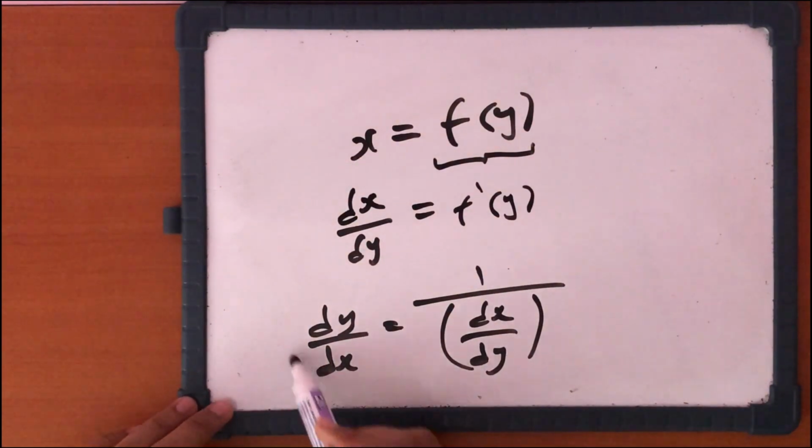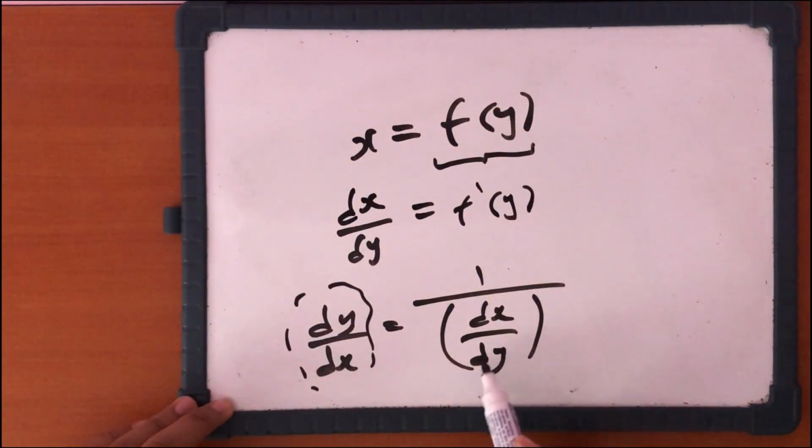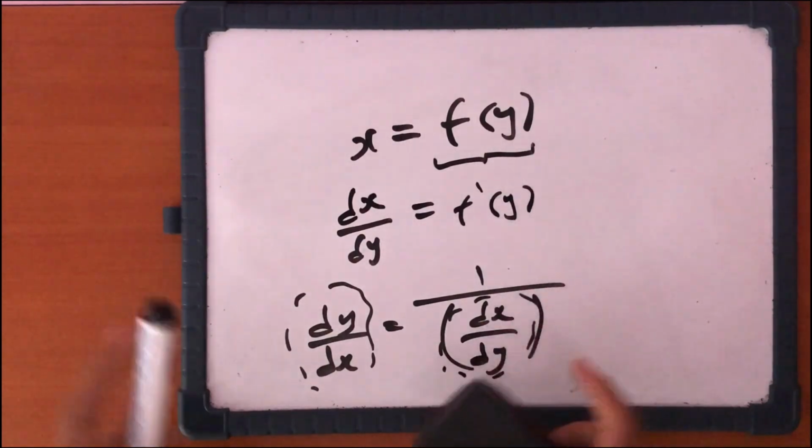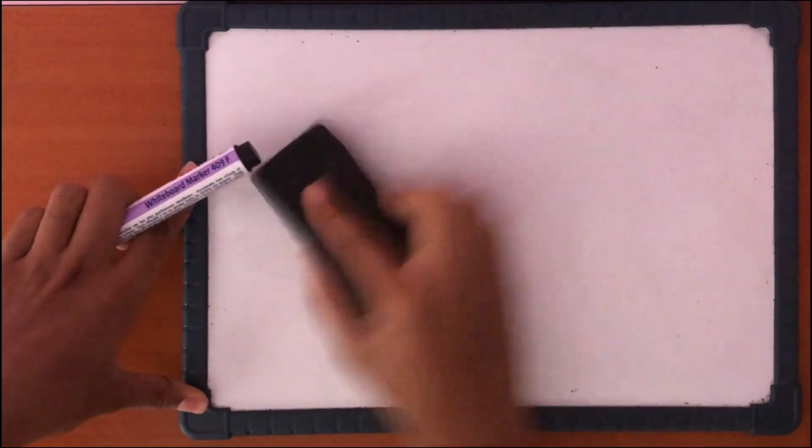dy/dx is just 1 over the whole of dx/dy. So that gives you dy/dx, because that's what we're interested in. dx/dy gives the reciprocal of the gradient. But if you want the gradient function as it is, dy/dx is 1 over dx/dy. That's just a general case you need to know. They will test you on that in some places.